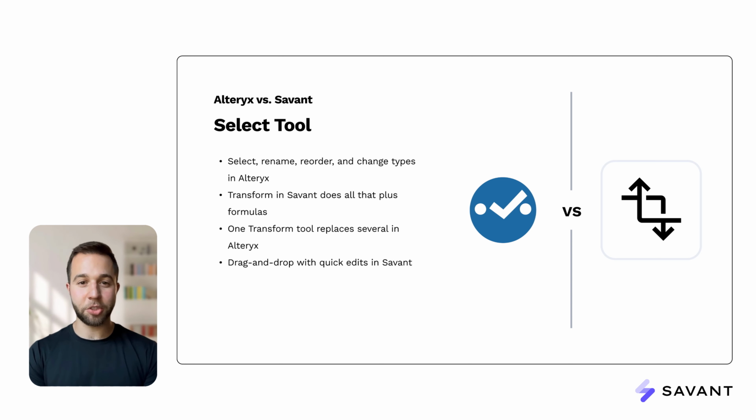In Savant, the Transform tool does everything the Select tool does, but it also lets you apply formulas and create new fields right in the same step. That means you can combine what might take multiple tools in Alteryx into just one in Savant. Now let's take a look at how each one works.